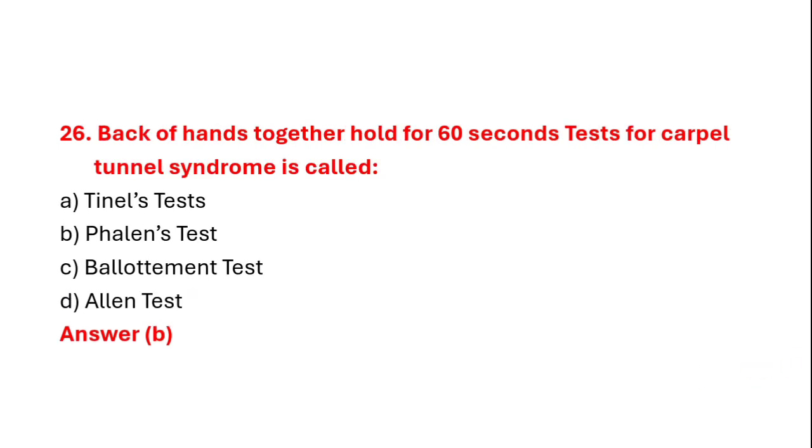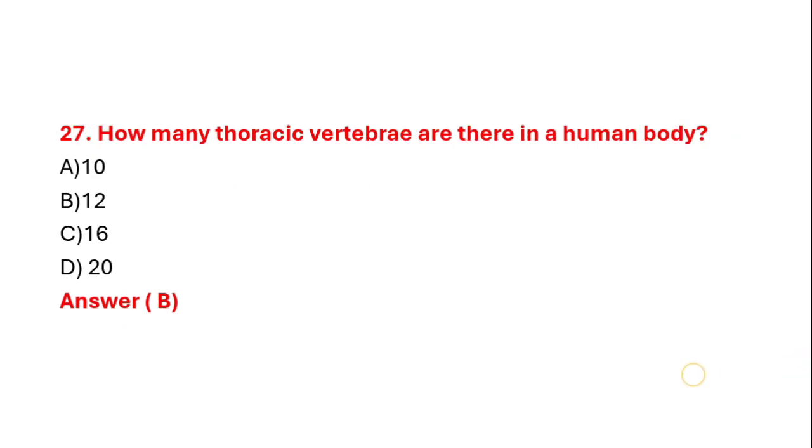Question number 26. Back of hands together, hold for 60 seconds. The test for carpal tunnel syndrome is called. Option A, Daniels test. Option B, Phalen's test. Option C, Bassett test. Option D, Allen test. Correct answer is option B, Phalen's test.